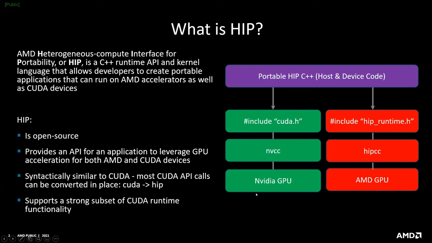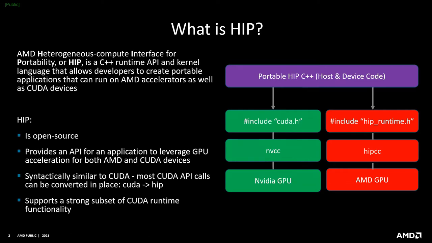A few bullet points. HIP is open source, so you can see the source, you can contribute. It's a great thing, in my opinion, to have open source software. It provides an API for an application to leverage GPU acceleration for both major vendors at the moment. It's syntactically similar to CUDA, so if you are familiar with CUDA, you can just write HIP by just replacing the CUDA prefix with HIP.